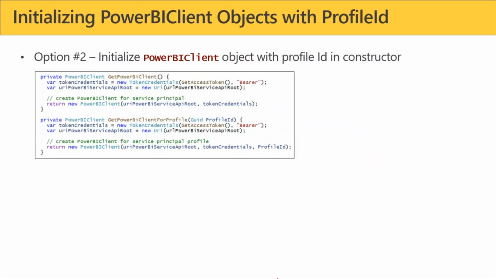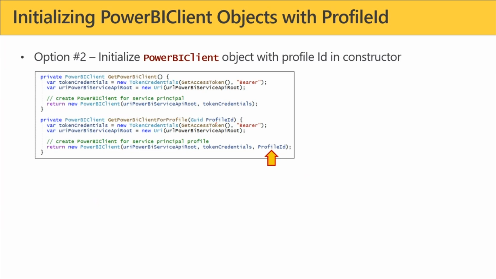Now, there's one other thing that you could do. Let's say that I have two different methods right here. This one, get Power BI client, does it the old-fashioned way. Just give me back a Power BI client object that I can execute under the identity of my parent service principal. Well, now we have a second one, which is get Power BI client for profile, and I pass the profile ID. And what you're going to see right here is that the Power BI client constructor takes a profile ID GUID as a third parameter.